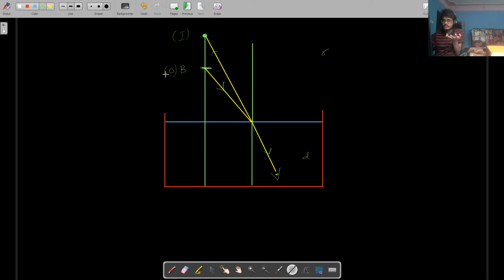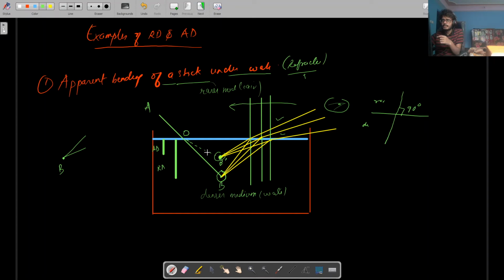So which means this is the real depth, this is the apparent depth. So this is the real depth, this is the apparent depth. So it is not always necessary that apparent depth is shorter than the real depth. So in all the cases that I did from yesterday, and the question that I solved yesterday, the derivation, and the one that I did previously here, that is this one, apparent bending of a stick, here we can easily conclude that the real depth is deeper than the apparent depth, right?